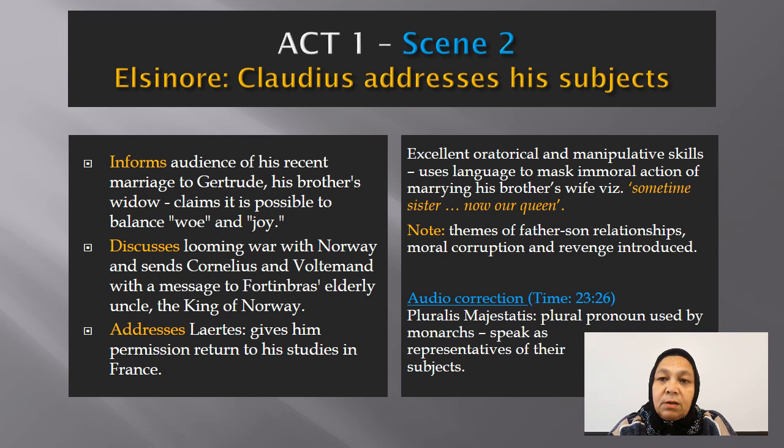Note the plural pronoun that Claudius uses as a monarch. Now this is called pluralis majestatis. What this big expression virtually means is that often people in power, for example kings, queens, even prime ministers, will use the plural pronoun we, and this pronoun basically implies that they are a representative of the people. So look out in the rest of the play. It is not unusual then for Claudius, when he addresses an audience, to refer to himself not as I, but as we.